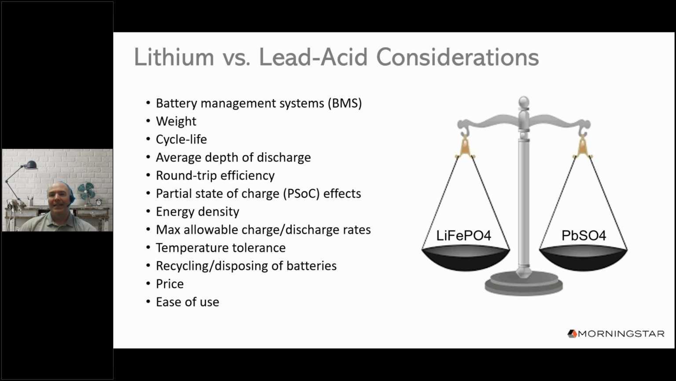But lead acid is advantageous in terms of temperature tolerances, especially low temperatures. Also, lead acid should be easier to recycle, and it has a lower upfront cost. And then lastly, since people have been using lead acid for a long time in off-grid applications, these batteries might be more familiar and easier to use.